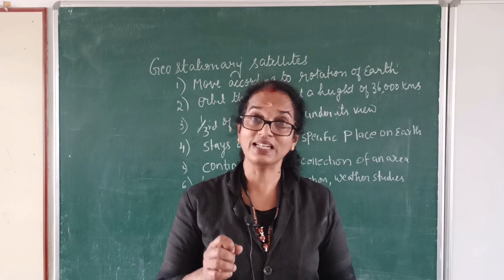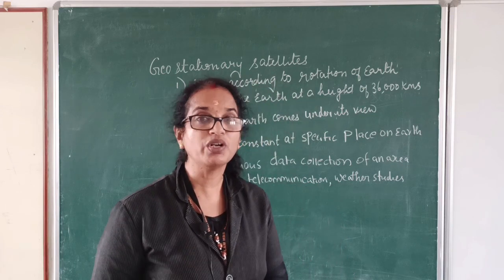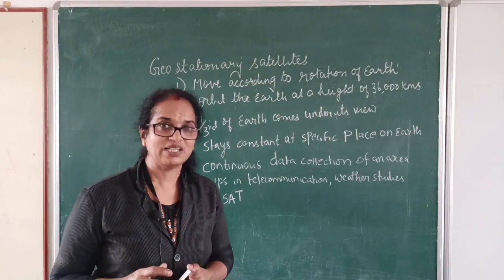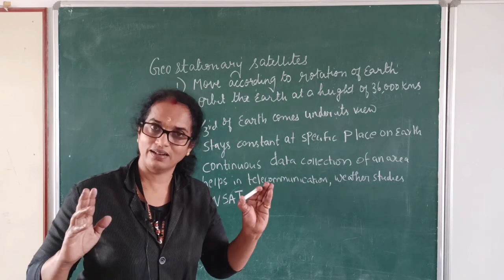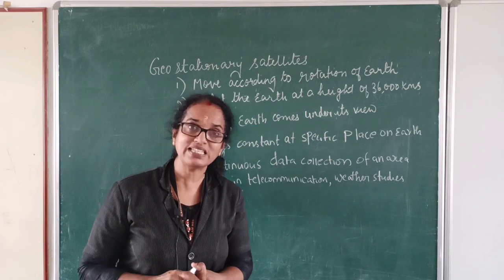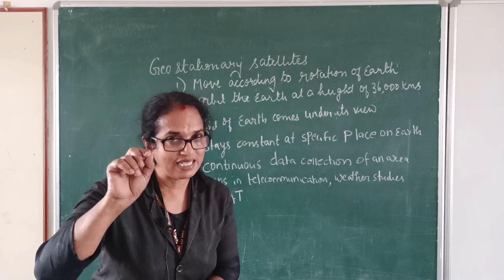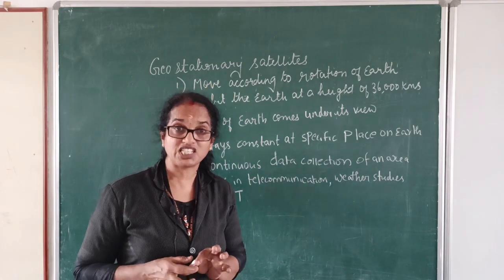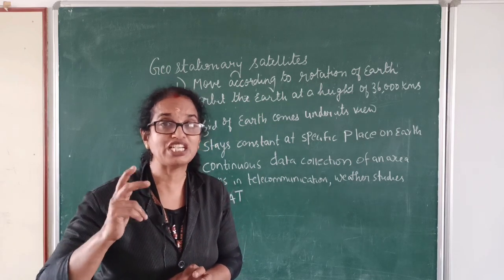Now let us study the geostationary satellite in detail. In your textbook you would have seen the figure also. What is a geostationary satellite? Already we know artificial satellites are broadly classified into two, and one among them is the geostationary satellite. In this geostationary satellite, the sensor that has been fixed is the scanner. Now what happens to this geostationary satellite is, it will be rotating according to the rotation of the earth.